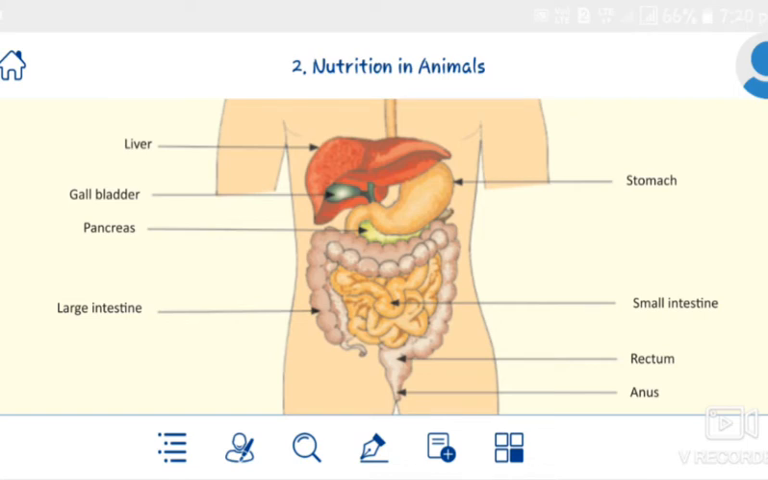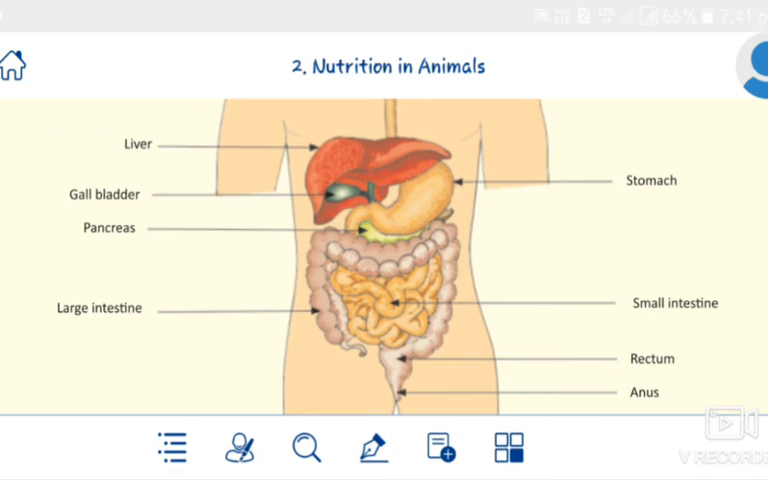So what is the pancreas? The pancreas is a large gland located just below the stomach, as you can see in the picture. The pancreatic juice breaks down carbohydrates, proteins and fats into simple substances. Starch in foods like potato, rice and wheat breaks down into glucose.